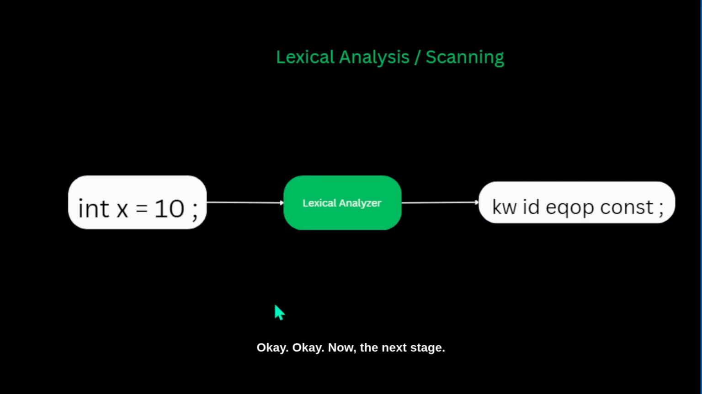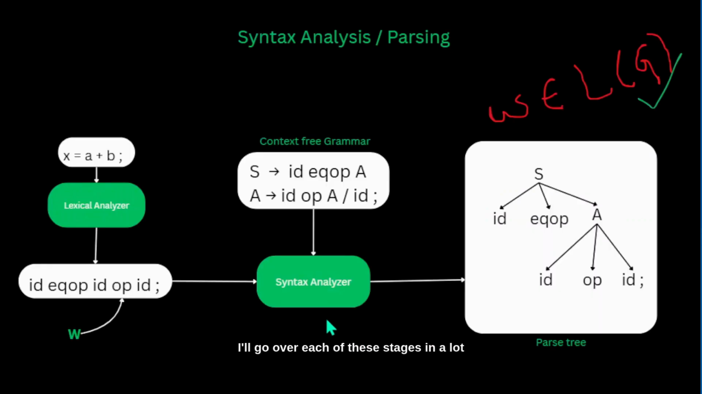Okay, now the next stage. I'll go over each of these stages in a lot of depth and we'll solve problems later on. I just want to give you an overview right now. In the next stage, the input is a set of tokens. I've shown you the lexical analyzer again. This is another statement. I've written x equals to a plus b. Lexical analyzer converts it into tokens.